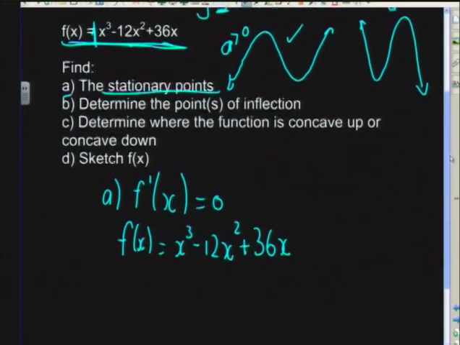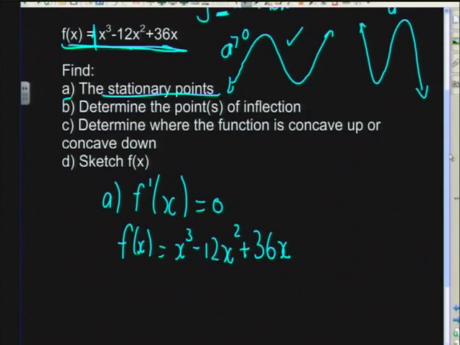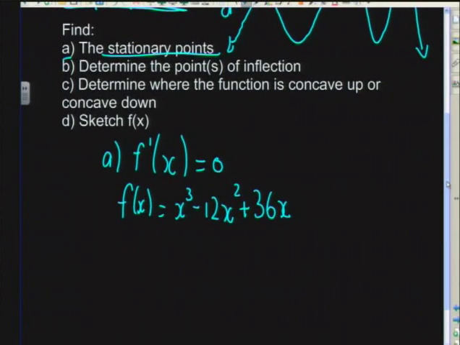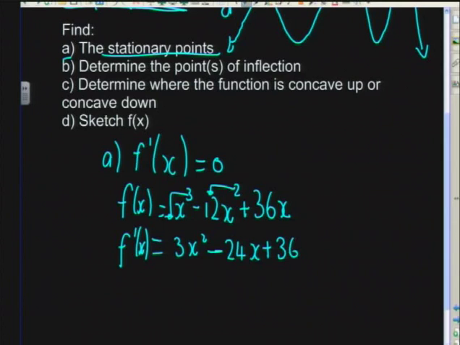But it's also things that you can find by testing for your concavity. All right, so I've got my f of x. I need to now find the derivative. Remember your rules for deriving. f dash x is going to be 3x squared. So I take the 3 to the front, multiply the coefficient, and then subtract 1 from the power, minus 24x plus 36.